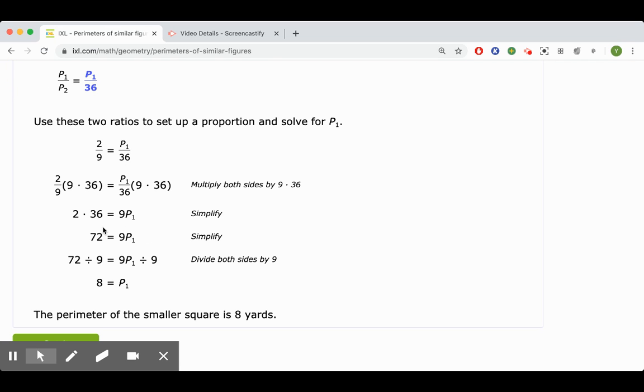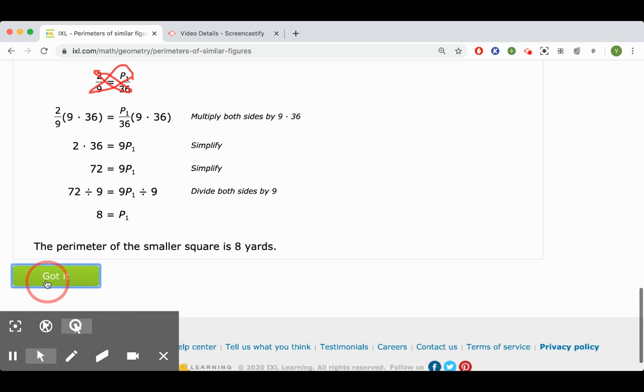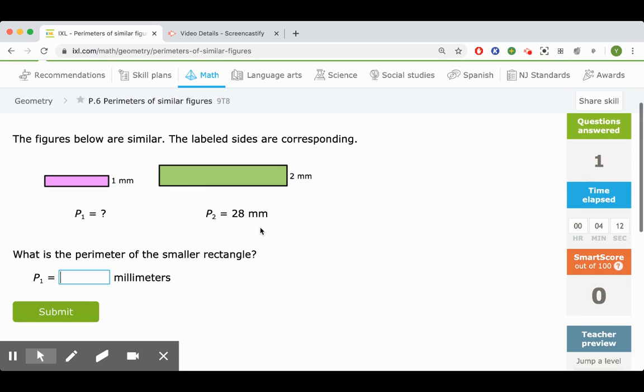Now I'm going to skip over this because they have a different way of solving this. Normally I would say cross multiply. 2 times 36 is 72. 9 times P sub 1 is 9 P sub 1. They divide both sides by 9, they get 8. Okay? So we're going to try with this one.